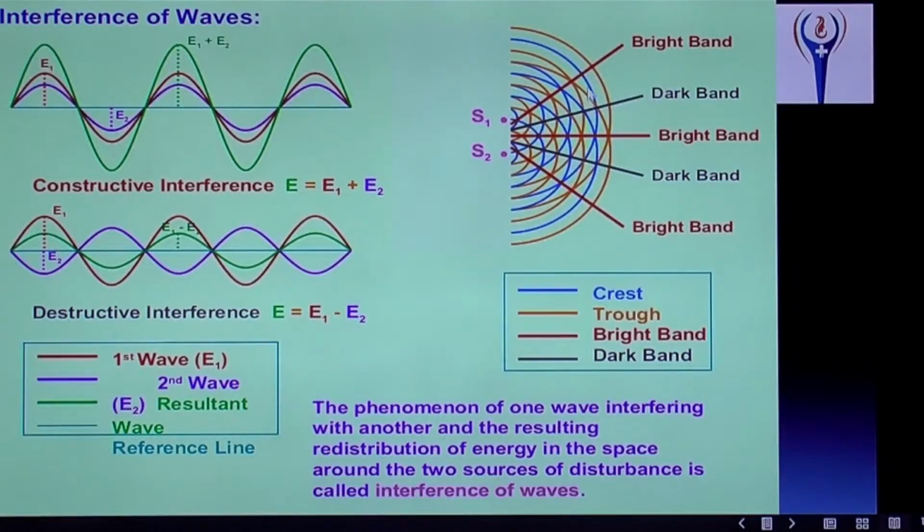Because of constructive interference, we are getting bright bands, bright fringes or bright spots. And due to destructive interference, dark bands. So alternate bright and dark bands will appear on the screen. That only is interference. In interference, there are alternate bright and dark bands.